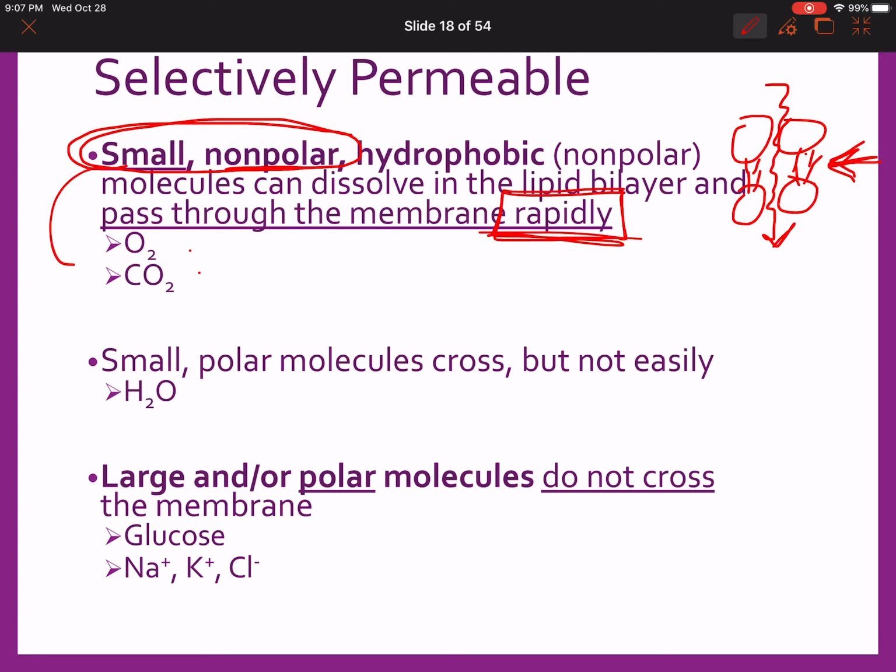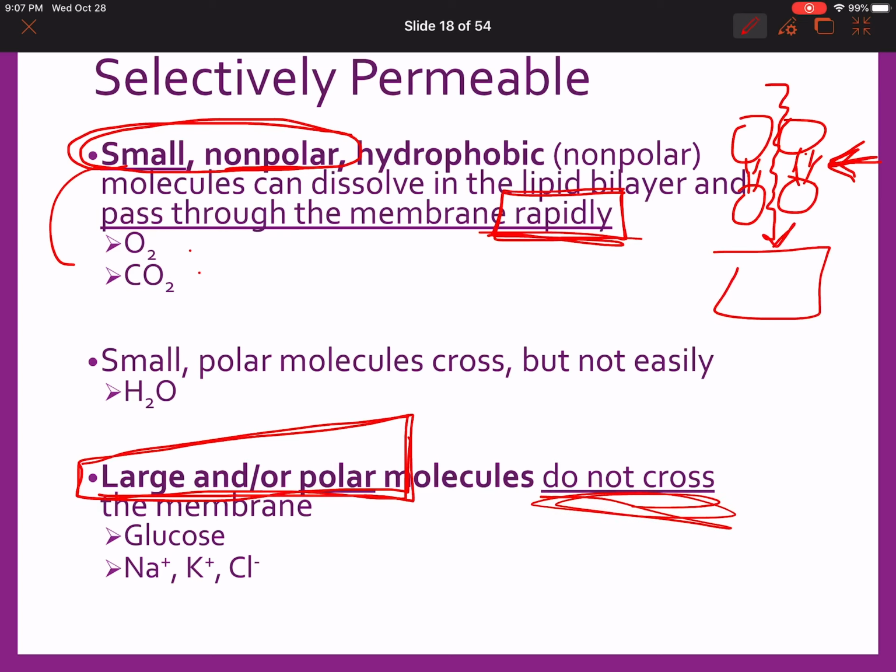Easy peasy. If you are large and polar, yes, I know I just skipped the middle. If you're large and polar, it ain't going to happen. Either you are too big and you don't fit, okay, like glucose here. Glucose is 24 atoms. That's enough. Glucose can't cross on its own. Or if you're polar, like these ions, positive or negative, don't care, you're going to hate this hydrophobic region, and you're going to go, I don't want to do it, and you're going to turn right back around and go out the way you came in. Okay, so large or polar, you're not crossing.